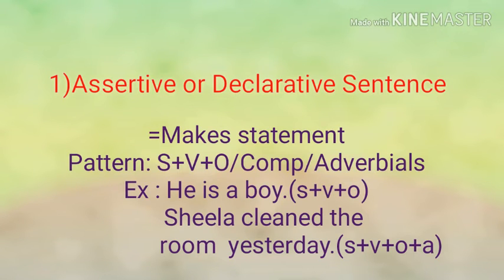The first kind of sentence is known as assertive or declarative sentence. It is that kind of sentence which makes a statement. For example, he is a boy. In an assertive sentence, you have a pattern. The pattern is subject plus verb plus object or complement or sometimes adverbials. So, for example, he is a boy. Subject is he, is is a verb and a boy is the object.